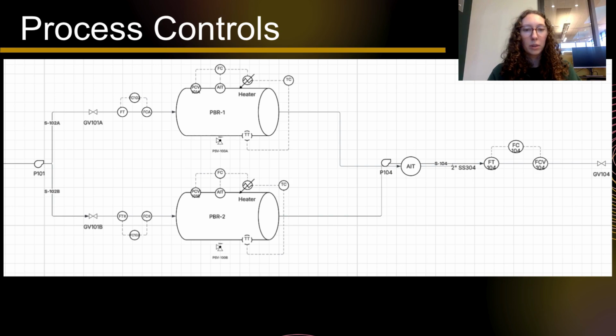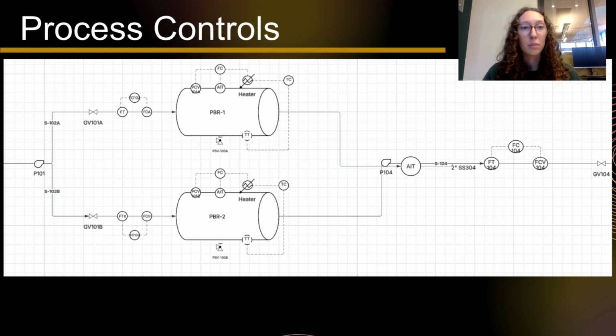I'm Bethany, and I'll be going over our process controls. So for our system, we care about controlling the temperature in our packed bed reactors, and we also wanted to control the pressure to avoid situations such as a runaway reaction. So in order to control the temperature and the pressure, we have control feedback loops, which you can see on the P&ID diagram shown on this slide.